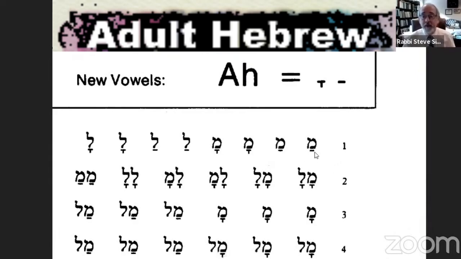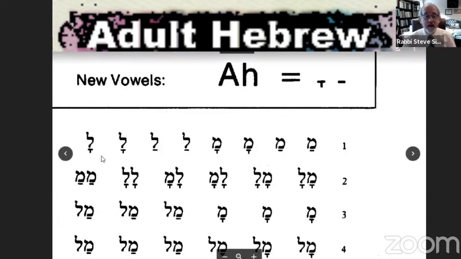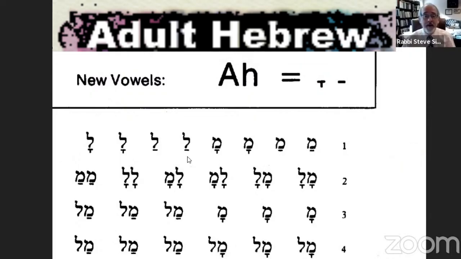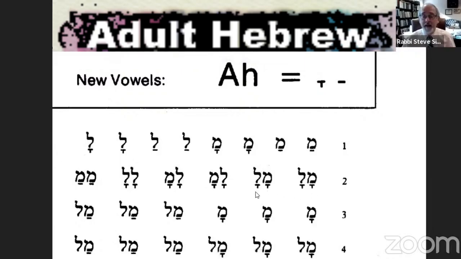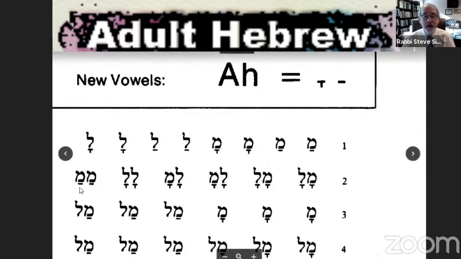So this is the mem with the ah. This is ma. Ma, ma, ma. This is the lamed. La, la, la. Repeat line 1. Ma, ma, la, la. Line 2. Ma, la, lama, lama, la, la, ma. Try it one more time, line 2.